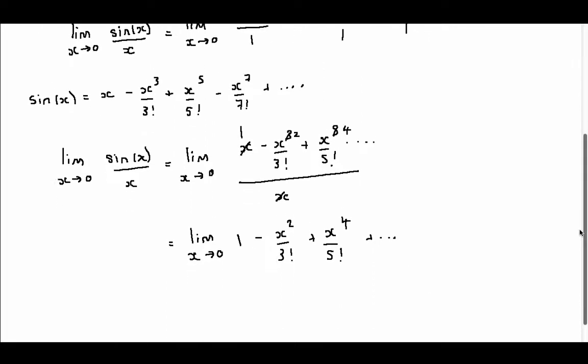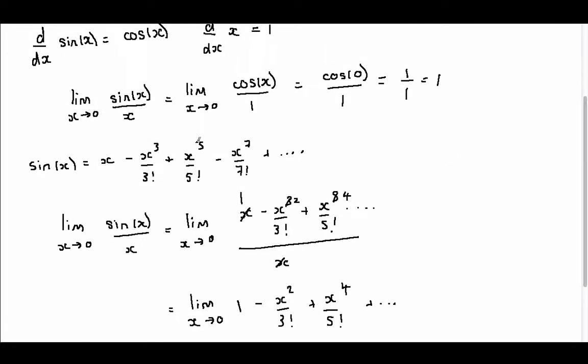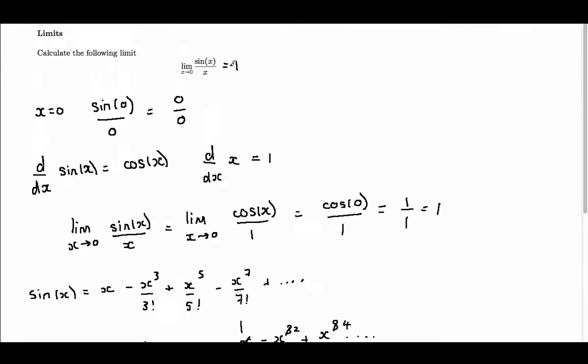And now as we take the limit as x tends to 0, this term will be 0, this one will be 0, all subsequent terms will be 0, leaving us with just 1. So using this alternate method, which we'll see in a later chapter, we can also take the limit of sine x over x and still get 1.